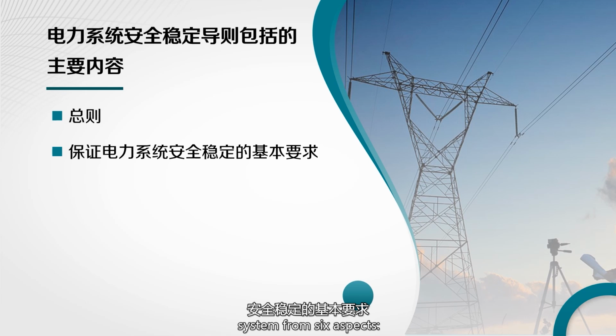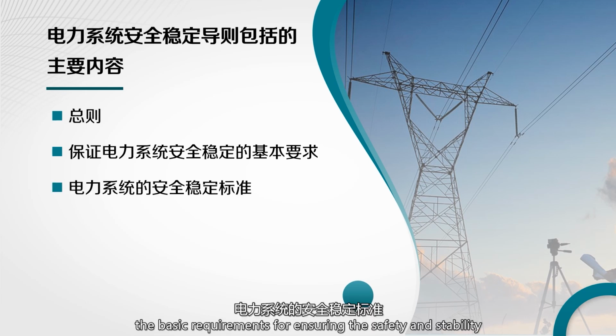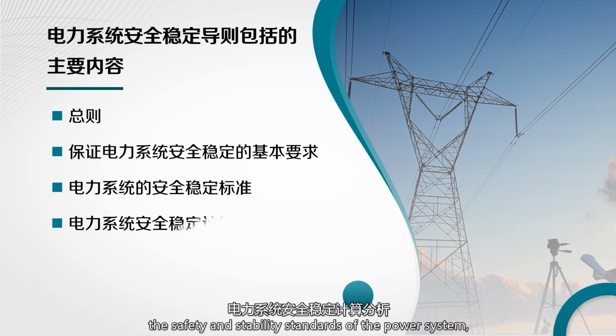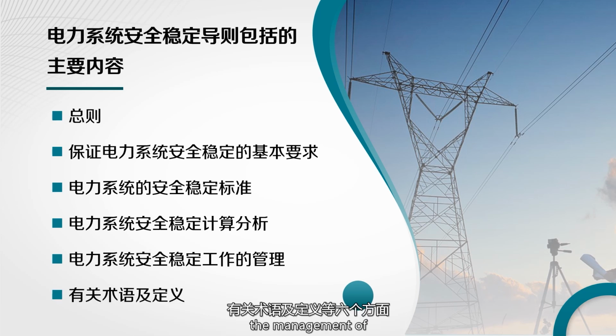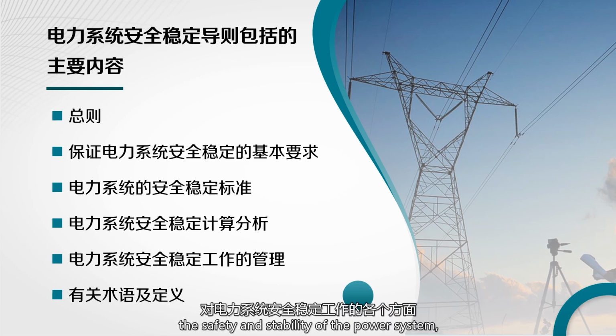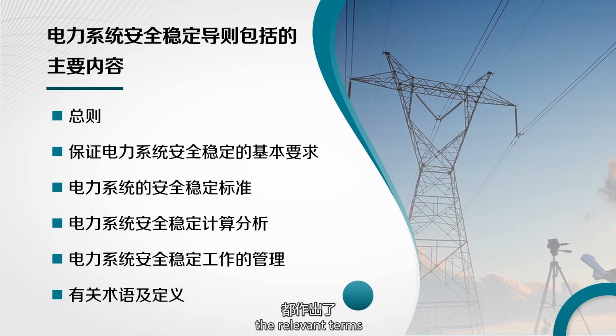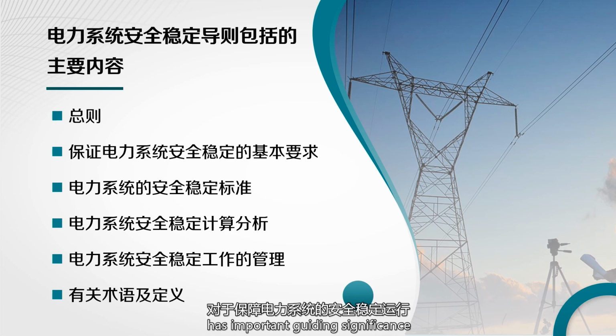system from 6 aspects: the basic requirements for ensuring the safety and stability of the power system, the safety and stability standards of the power system, the calculation and analysis of the safety and stability of the power system, the management of the safety and stability of the power system, and the relevant terms and definitions. Serious study of this regulation has important guiding significance for ensuring the safe and stable operation of the power system.